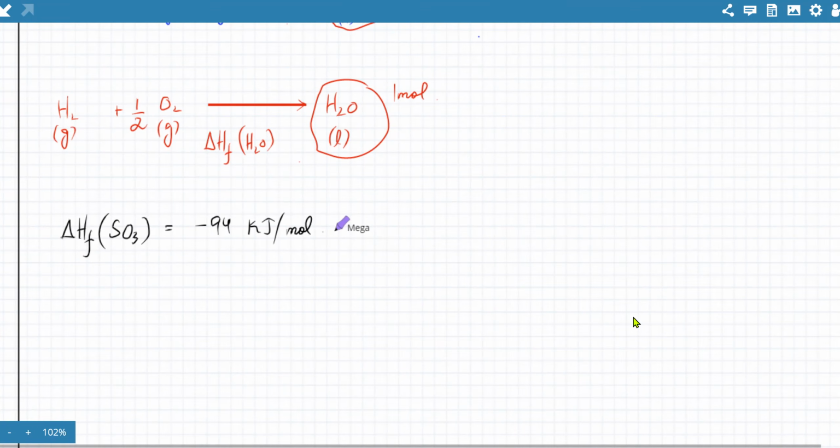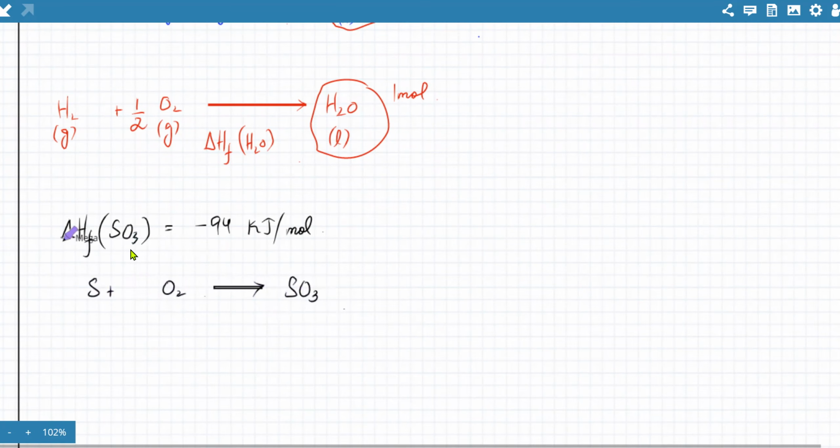Of sulfur and oxygen? Like what's the definition? Okay, it's the reaction in which 1 mole of SO3 is going to be produced, right? So you're going to be producing 1 mole of SO3 from its constituent elements. What are the elements? It's sulfur and oxygen, right? So this is the energy change that is associated with this reaction.